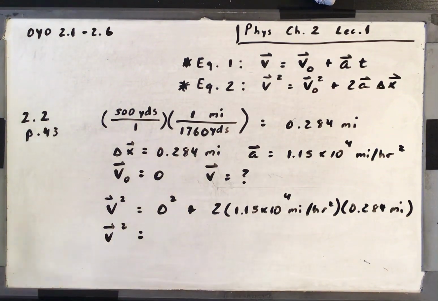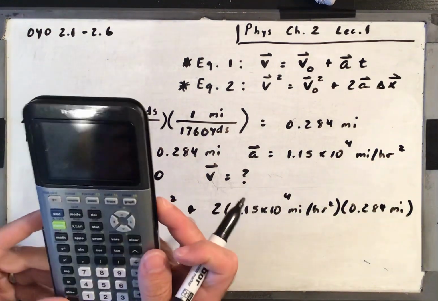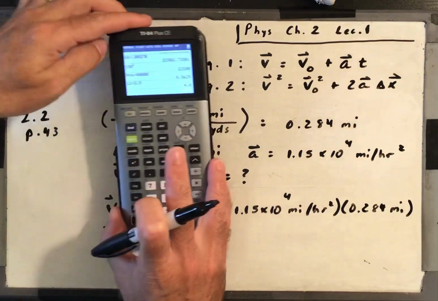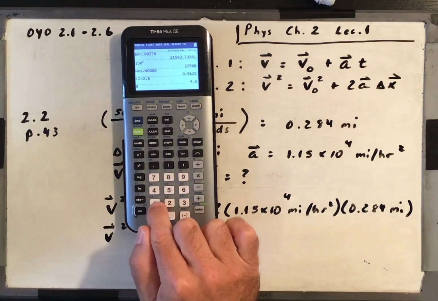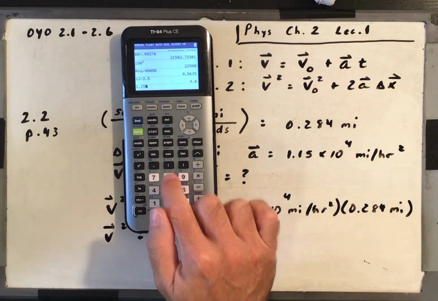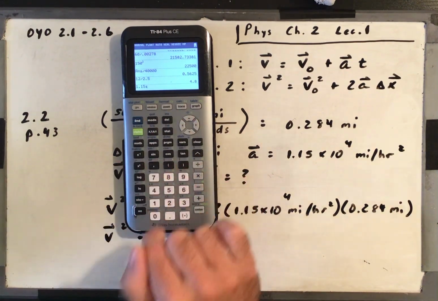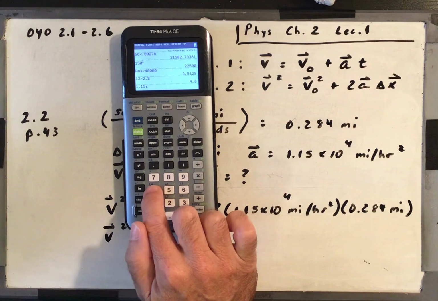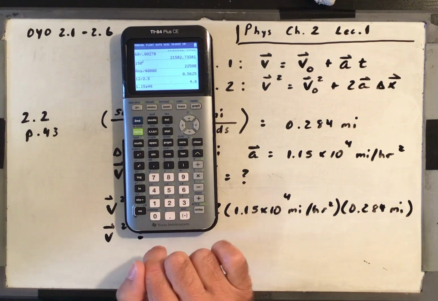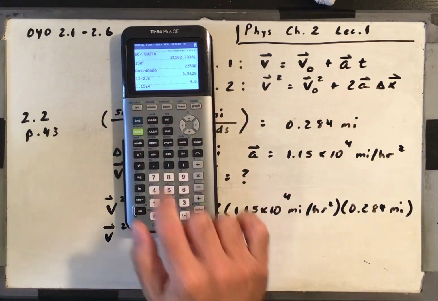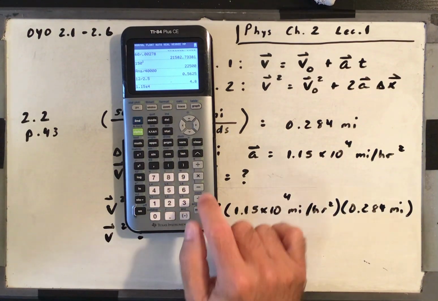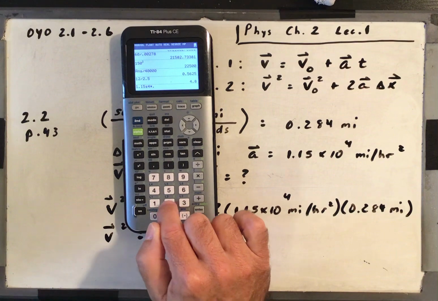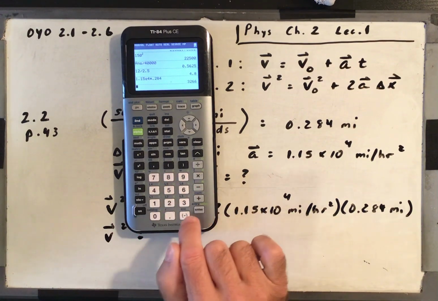Now, if you've forgotten how to put this scientific notation in your TI-84, I'll remind you. We'd have 1.15 and hit the second and then the double E button, and then 4. Don't put 10 to the 4th, just 4. That's 1.15. E means times 10 to the, times 0.284.